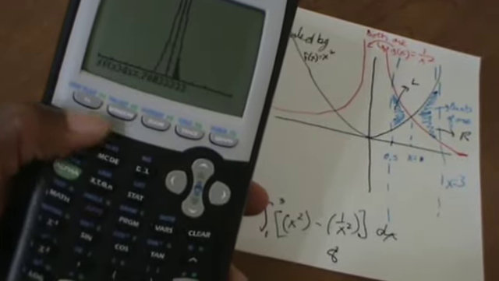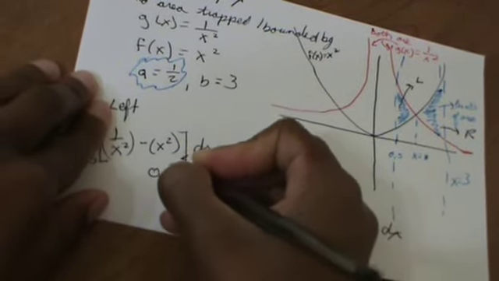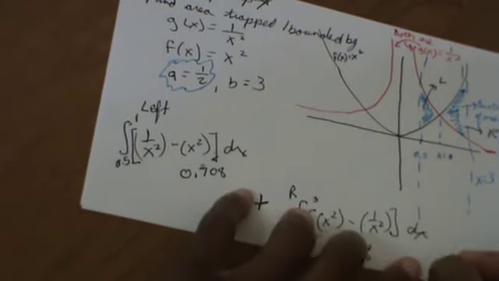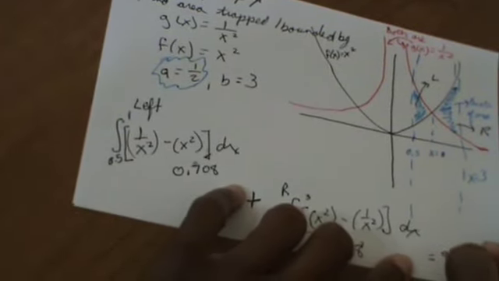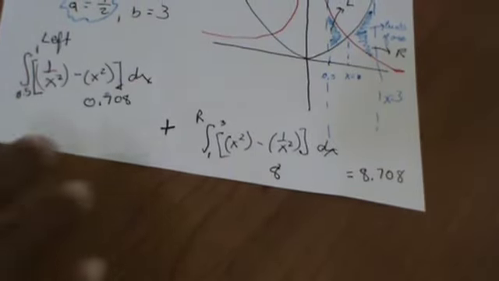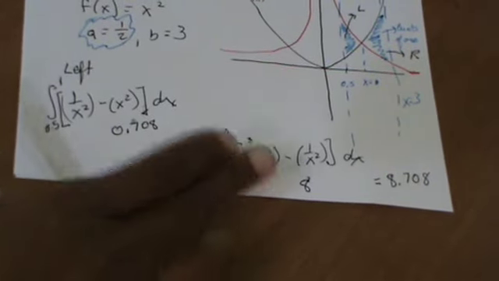And that's 0.708. So this is 0.708. So when I ask you about the area that's trapped between these two curves, you're going to tell me 8.708, which is the sum of your left piece and your right piece.